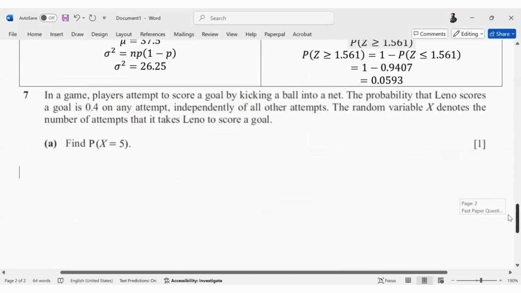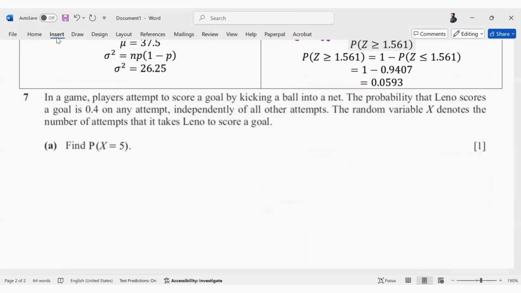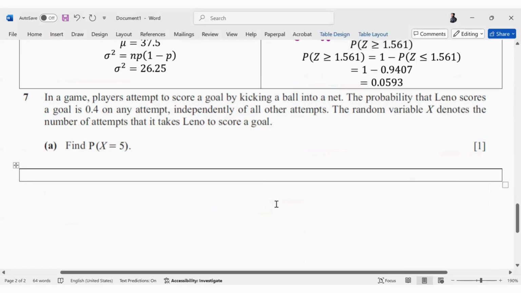So in a game, a player attempts to score a goal by kicking a ball into the net. The probability that Leno scores a goal is 0.4 on any attempt, independently of all other attempts. Let the random variable X denote the number of attempts that it takes Leno to score a goal.